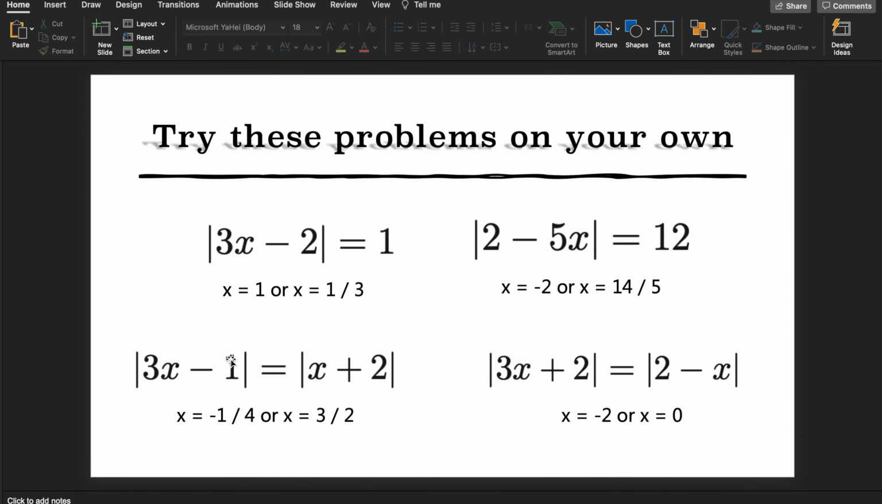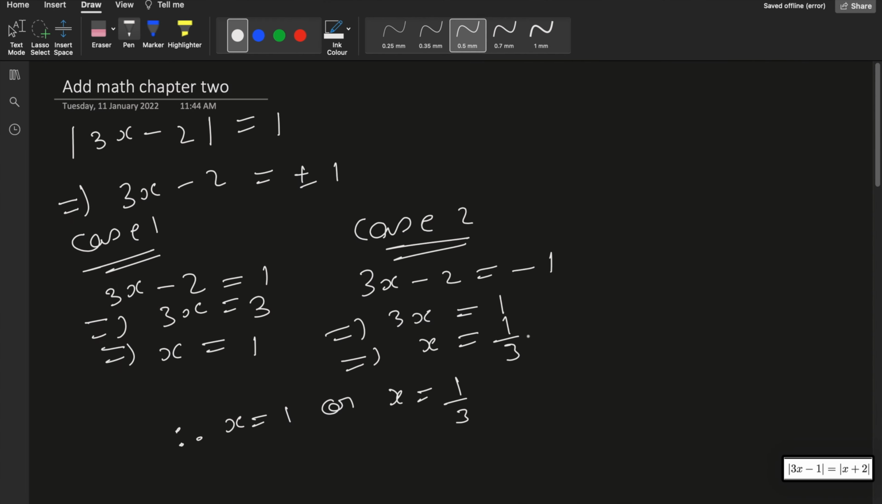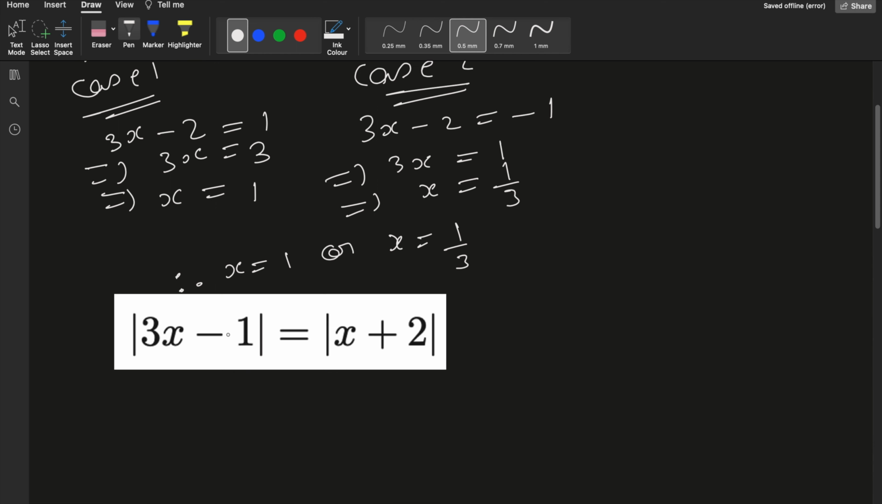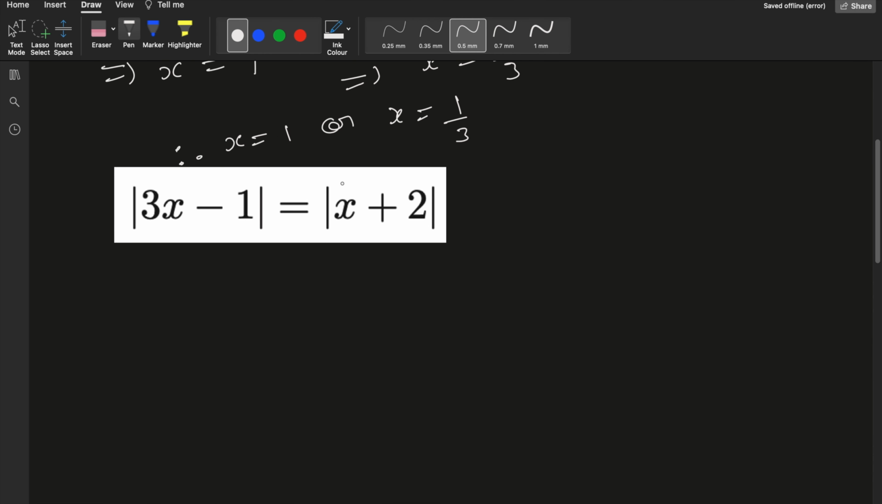The next one is this one. Yeah, we'll just solve this. This may seem complicated, but you'll have to do the same procedure. Just think of this as a constant. So if you had 1 here, you'd just do plus or minus, right? So you'll do the same thing here. 3x minus 1 equals plus or minus the whole thing. This whole thing. Case 1.